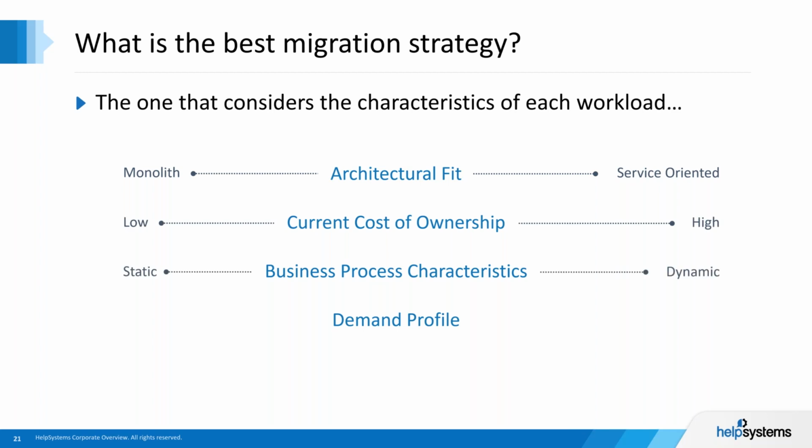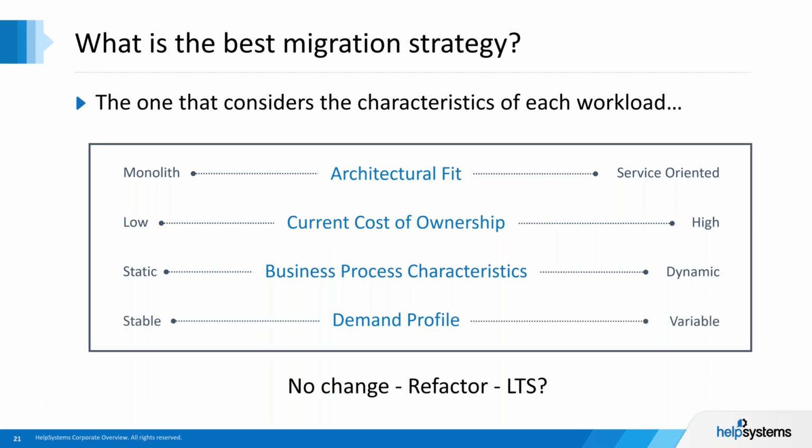What are the business process characteristics? Is it a fairly static application, having a sustained and predictable load, or is it a dynamic application that has sudden peaks that are a bit unpredictable, where we need to burst out and use more resources at times, whereas at other times it's fairly low on resources? And what does the demand profile look like? Is it a stable application, or is it highly variable? Is it subject to end customers or other upstream, downstream applications that are causing the demand profile to look very different at times?